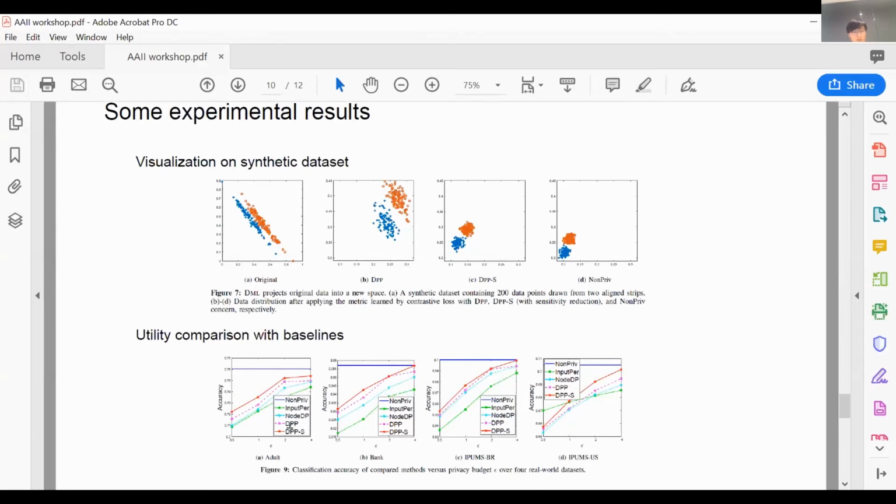Also, we compare differential pairwise privacy with other baselines like input perturbation or node DP. Because when we do the batch optimization, we can use the local sensitivity reduction trick to reduce the noise we inject during the optimization. And we can see that given a privacy budget like 4, our results are close to the non-private version of metric learning. And in every data set, our algorithm outperforms other baselines in terms of accuracy.